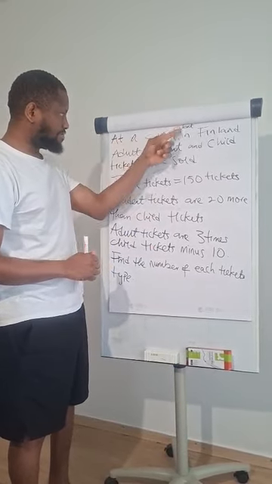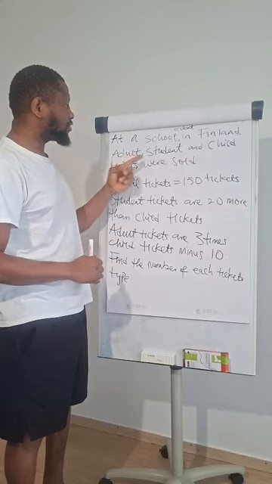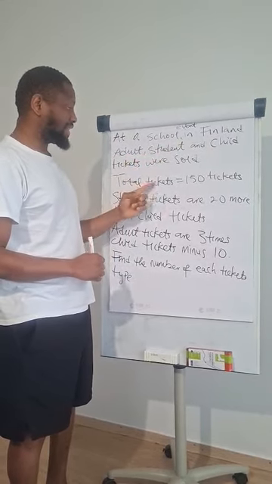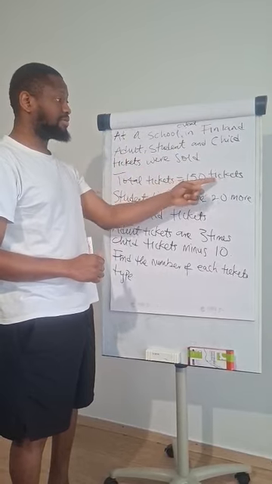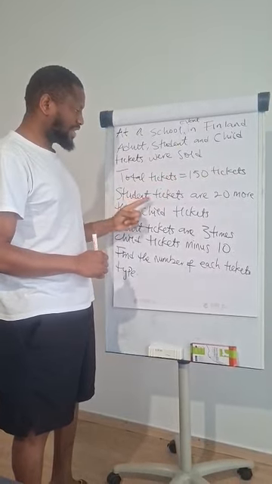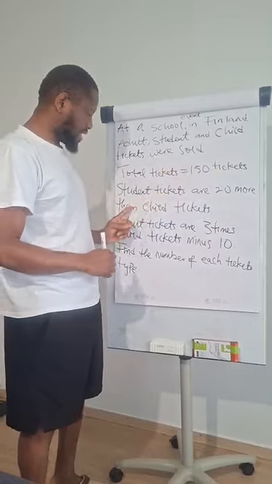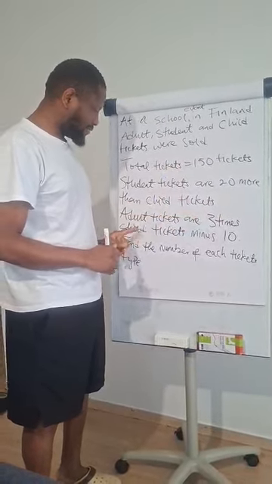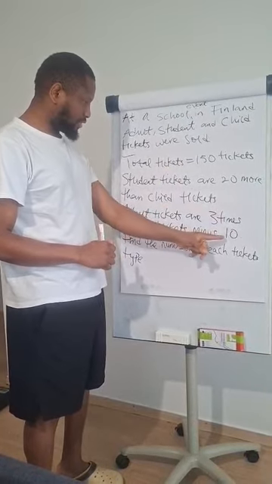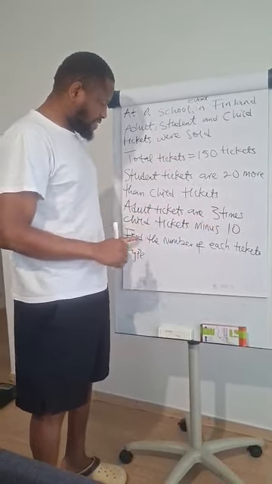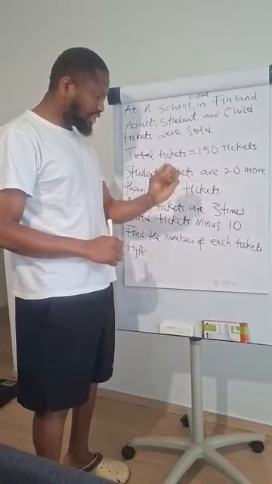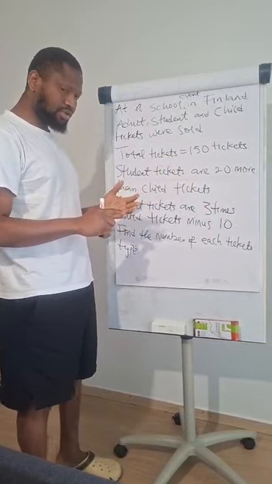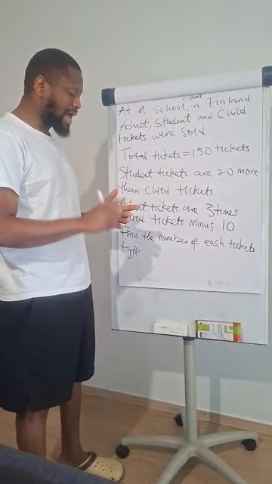At a school event in Finland, adult, student and child tickets were sold. The total number of tickets sold is 150. Student tickets are 20 more than child tickets. Adult tickets are 3 times child tickets minus 10. Find the number of each ticket sold, meaning the number sold to the students, to the children, and also to the adults.